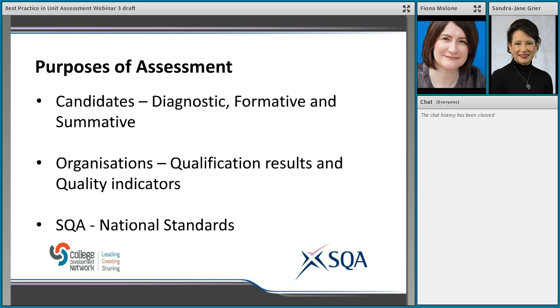And finally, SQA. We must also ensure that our qualifications provide national and international recognised standards of attainment. As well as assessment specifications, we have external verification of internally assessed units, annual grade boundary meetings for national courses, and monitoring of all qualifications across all centres, and I'll talk to you about that later on in the webinar.